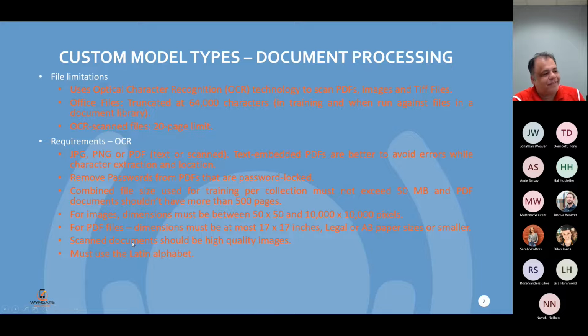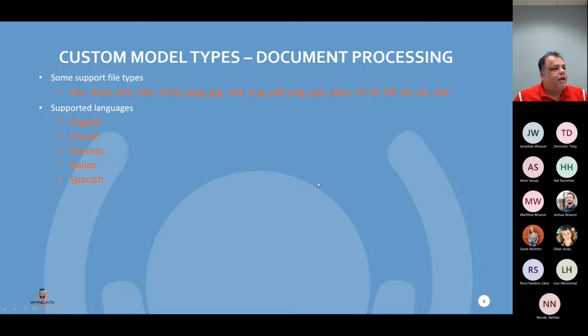Even though it says scanned documents should be high quality images, with this particular law firm, even though this PDF was not a high quality PDF, it still did a pretty good job at figuring out what was in that document. And then you must use the Latin alphabets. Some of the file types that are supported are all of these file types. Currently, it supports these languages: English, French, German, Italian, and Spanish.